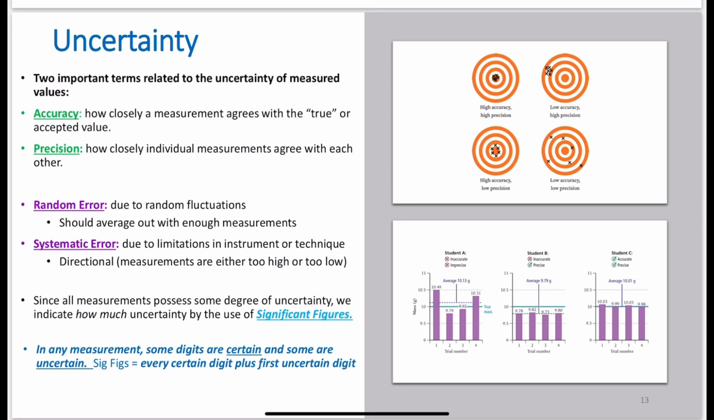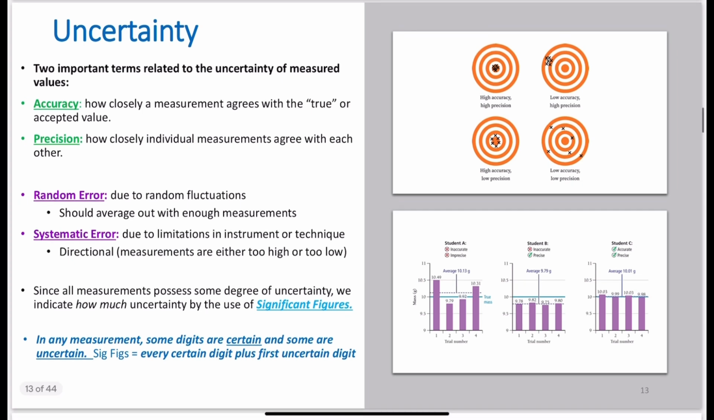Two important terms related to uncertainty of measured values are accuracy and precision. Accuracy is how closely a measurement agrees with the true or accepted value. We have a value that we believe it to be. When we are using a clock, it is calibrated to have a certain precision. If we are measuring something with a ruler, the ruler has been made to have a certain accuracy, so we can measure to a certain precision. Accuracy, again, is how closely a measurement agrees to the true or accepted value. Precision is how closely individual measurements agree with one another.